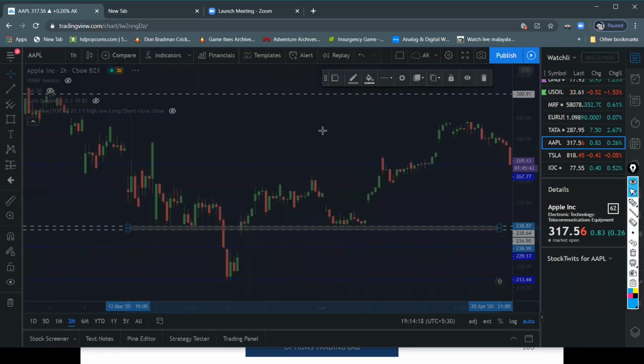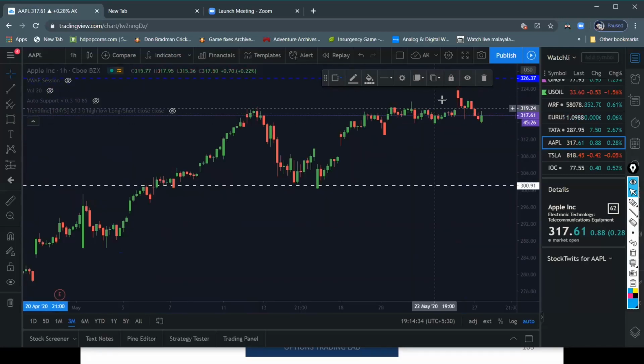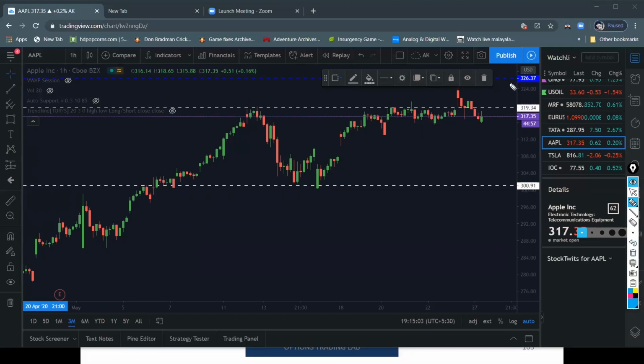Then move on to the 3-month 1-hour chart. Here the market was having a strong resistance. See this level here acted as a resistance multiple times. See, it broke, it tried to hold the market, then it acted as a support, and this 319.34 is a good level. If the market breaks this level, then it has a chance to reach this 326 level.